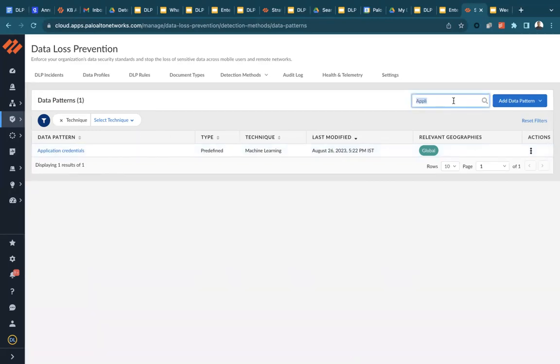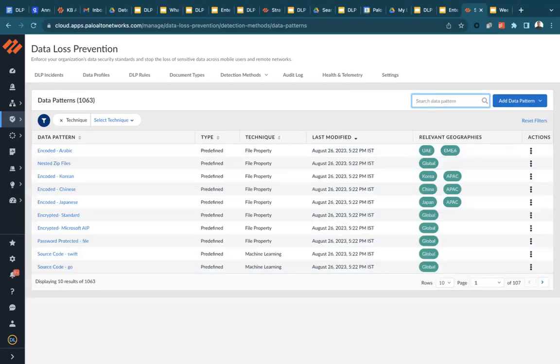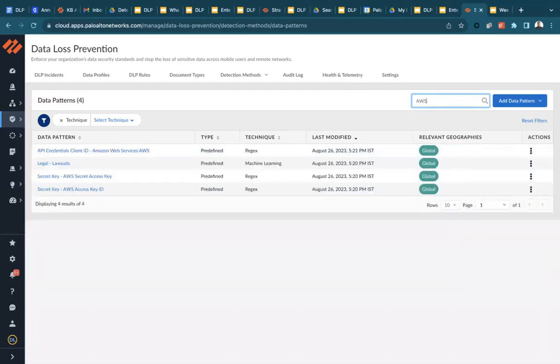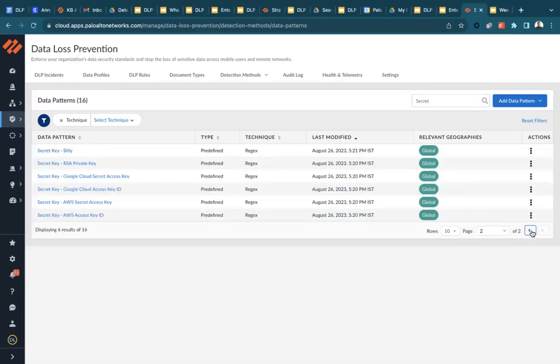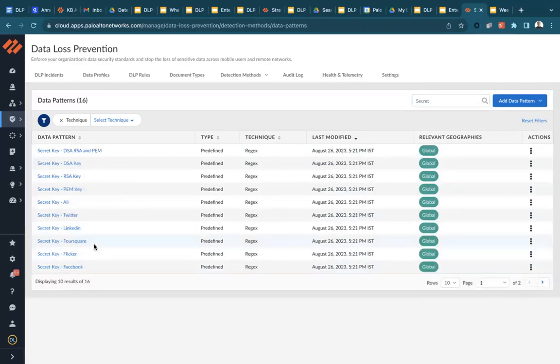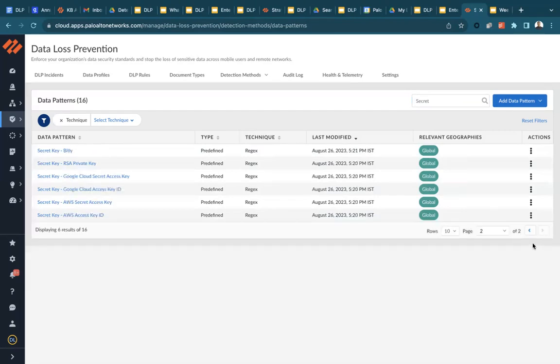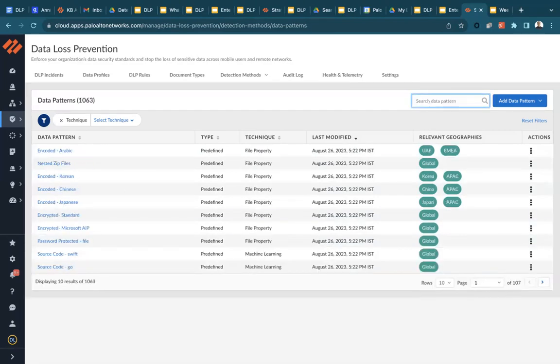Another way to build something like this is using a combination of, say, AWS secret key, client ID, and multiple different secret keys, because we have about 16 different secret key patterns that we currently have. So this can be more specific, but you have to build the profile that is most appropriate for you. Like, say, if you're using Twitter libraries to crawl data and so on, you would need to get more specific over here. So that's just one example.